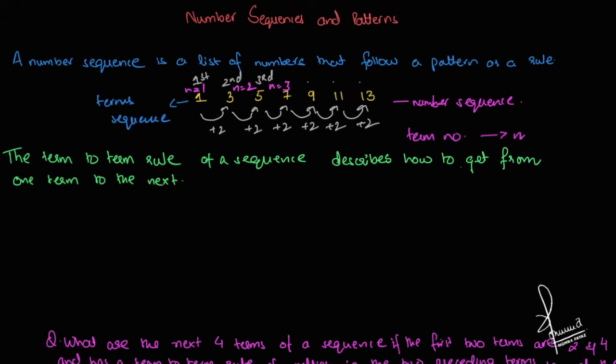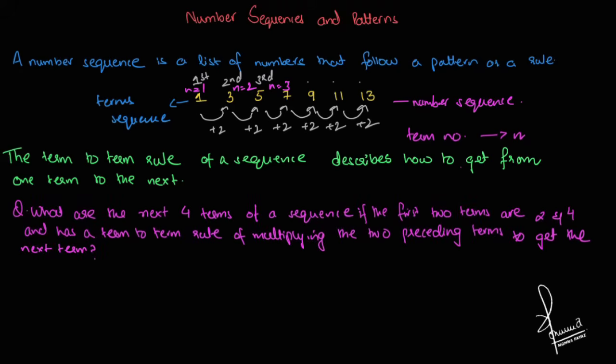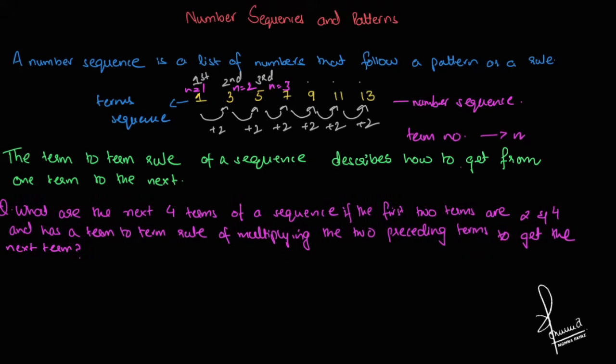Let's do another example on the term to term rule before I move on. What are the next 4 terms of a sequence, if the first 2 terms are 2 and 4? यहाँ पर n क्या होगा? n is equal to 1. यहाँ पर n क्या होगा? n is equal to 2. The first term is 2, so n is equal to 1. The second term is 4, so n is equal to 2 is going to be at 4. You have to calculate the next 4 terms of this sequence.